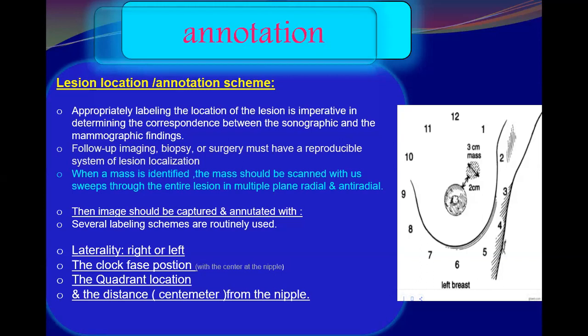So when we identify a mass, lesion, or any abnormality, we have to document it in a radial and antiradial pattern, annotate it, and capture the image. Then we have several labels for the location of the lesion. First of all, as on mammography, we have to mention the laterality: in which side of the breast, right or left?